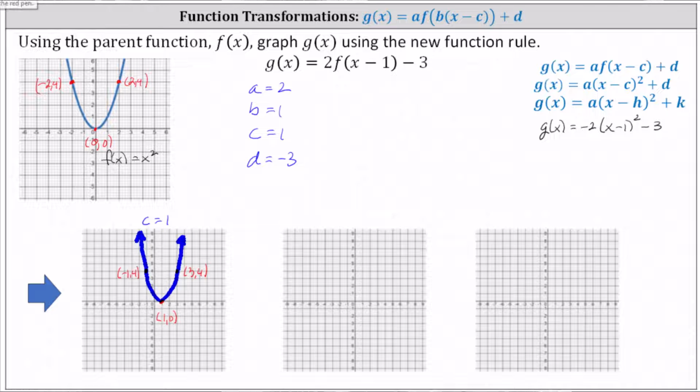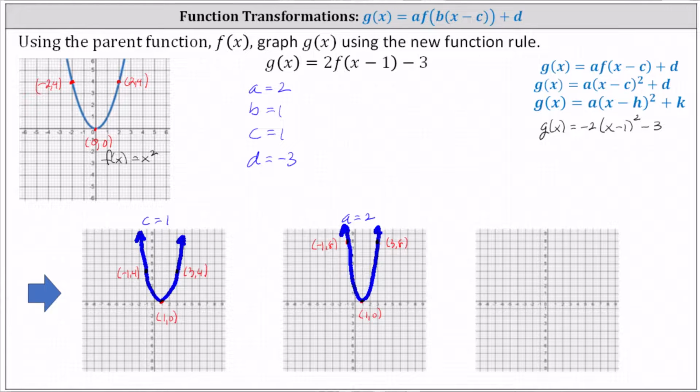For the vertex, 0 times 2 is still 0. The vertex is still 1, 0. For the points negative 1, 4 and 3, 4, 4 times 2 is 8. We have negative 1, 8 and 3, 8. Let's go ahead and graph the parabola. This is the parabola after being shifted right 1 unit and vertically stretched by a factor of 2.